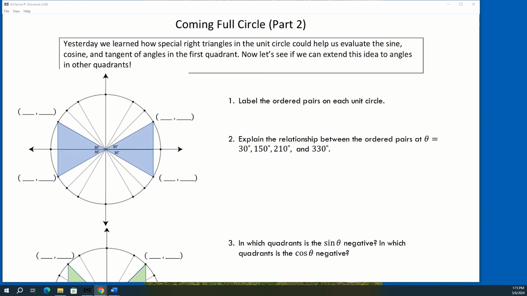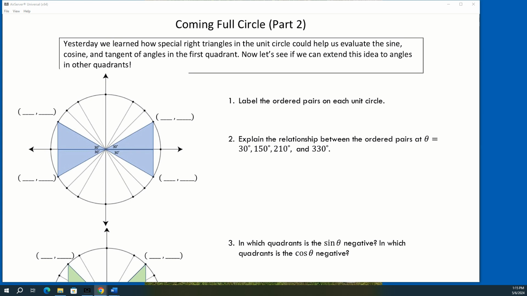This is Coming Full Circle part 2 together. I know this would be the last time you guys get to work in your groups to do that. We're going to do it together. It'll be okay.